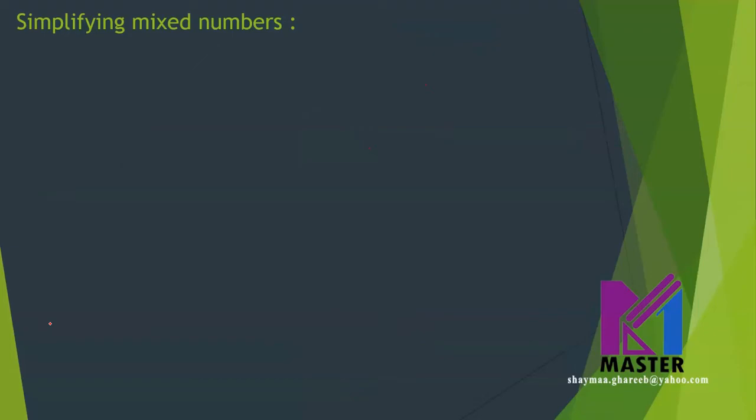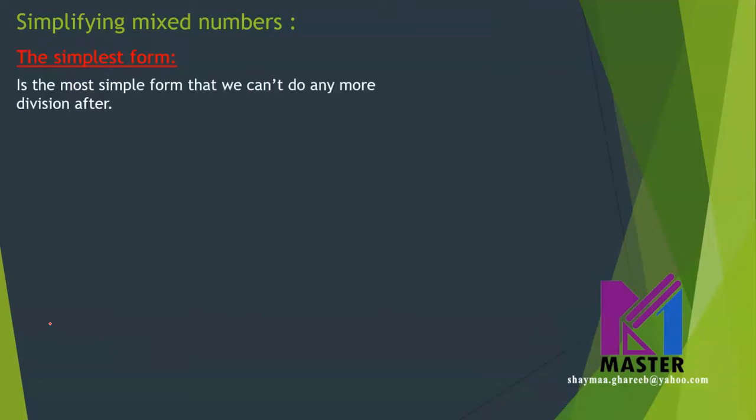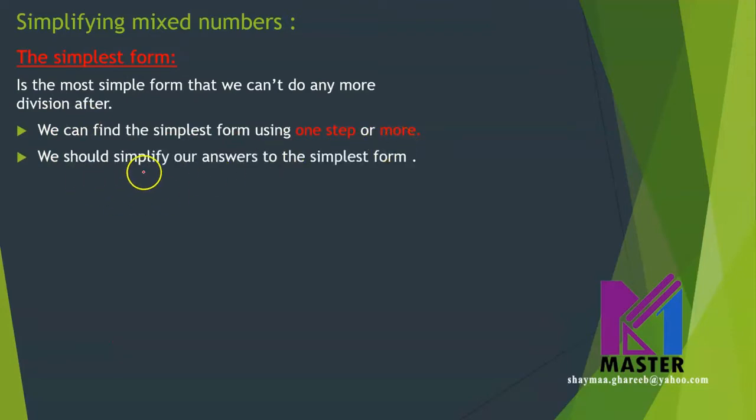Simplifying mixed numbers. We took before simplifying fractions and we took the simplest form. It's exactly the same. Let's remember together the meaning of the simplest form. It is the most simple form that we can't do any more division after. We can find the simplest form using one step or more. We should simplify our answers to the simplest form always.